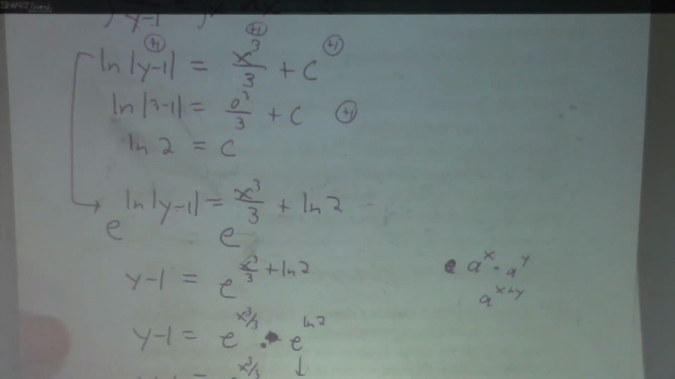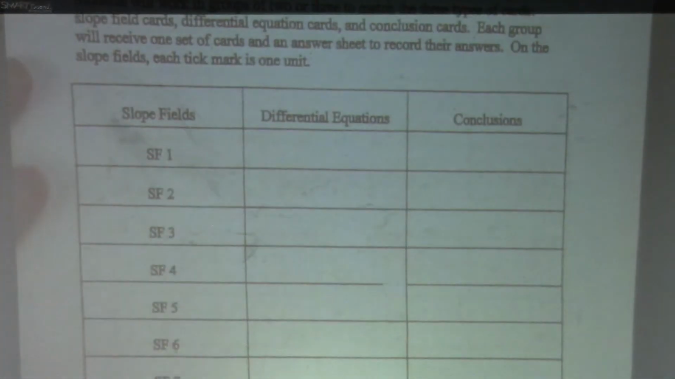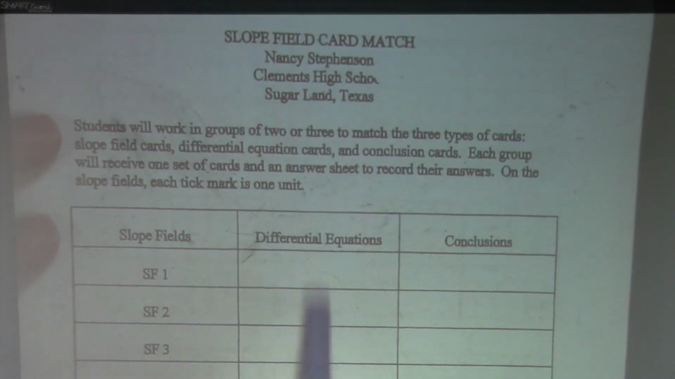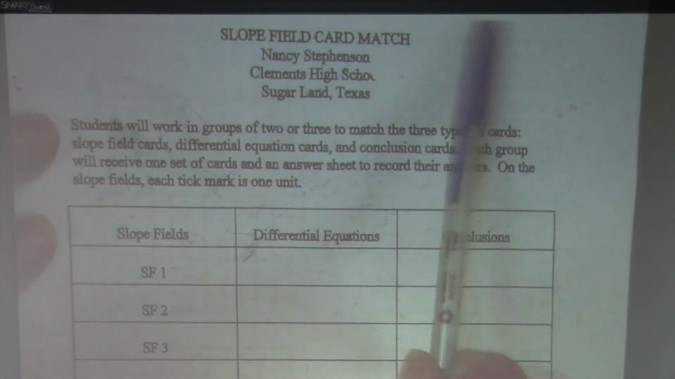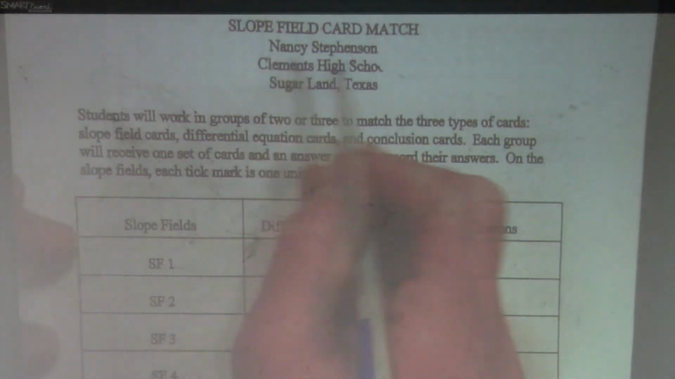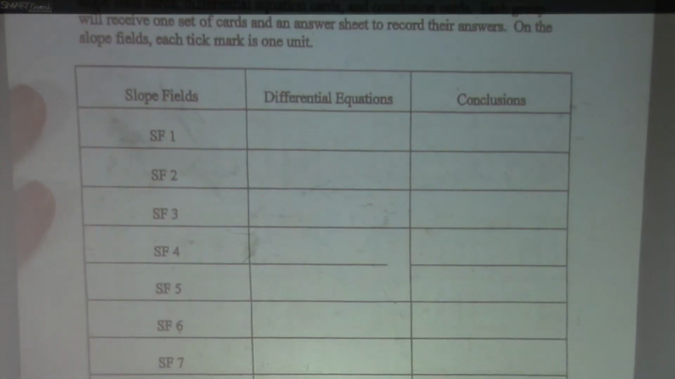Okay, so let's talk about what I want you to do now for the rest of class. Still have plenty of time left. This is a classwork activity, and this is to be turned in before the end of class. I need this particular paper turned in, 1 per student, before the end of class today. This is a slope field card match game created by our awesome Nancy Stevenson. And this is your solution page.